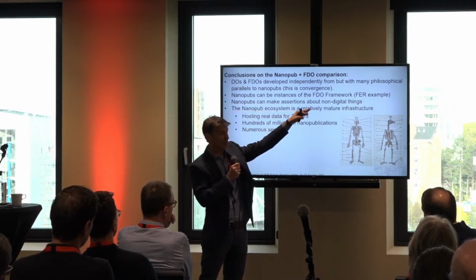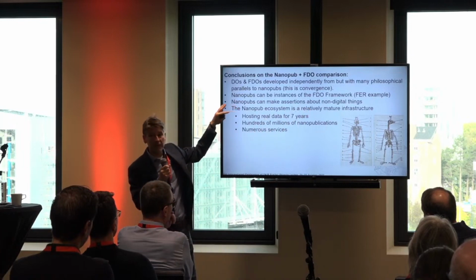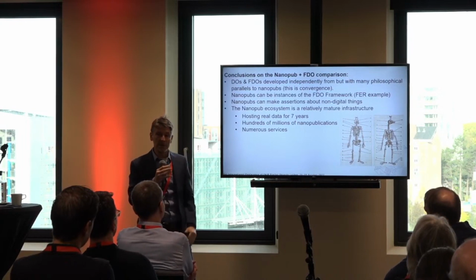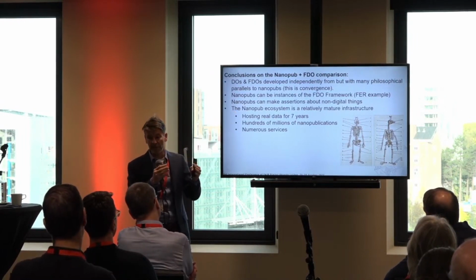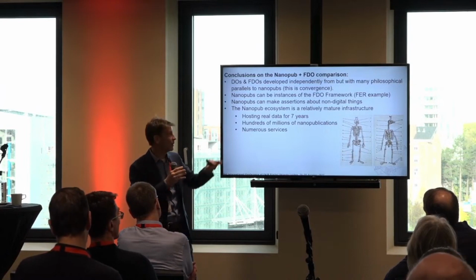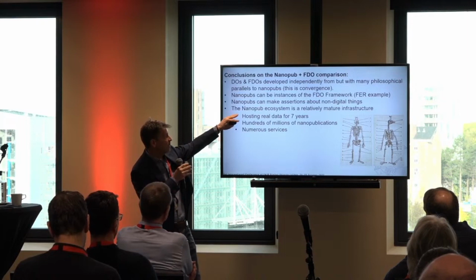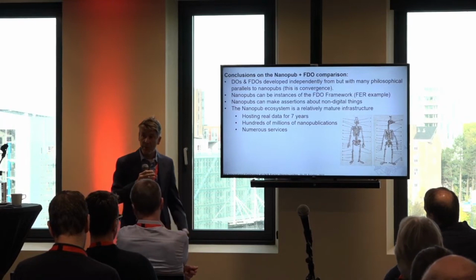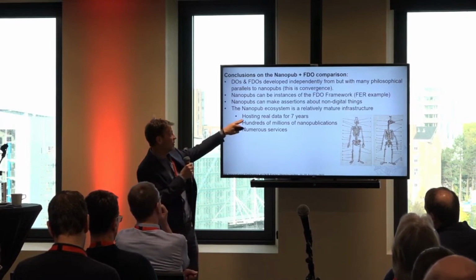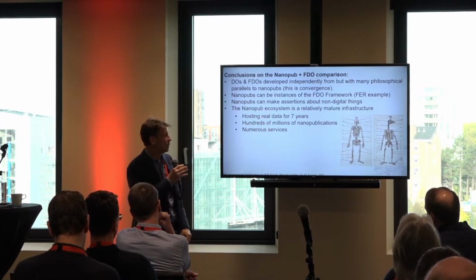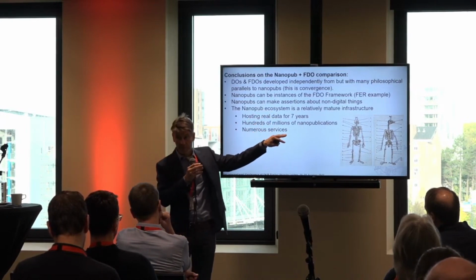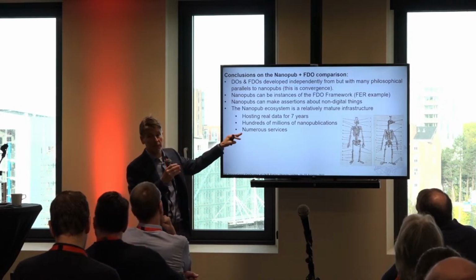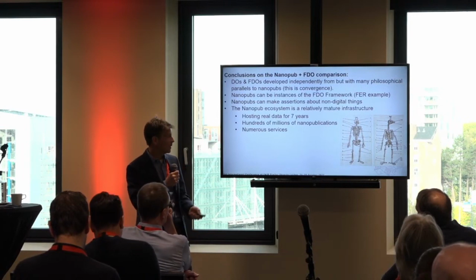Nanopublications can make assertions also about non-digital things. I put this in because it's something that we like to do with Nanopublications a lot, but that was a comment that came up yesterday when we were talking about FDOs. Are we really referring only to digital objects? The Nanopublication ecosystem is, I think, like maybe other emerging systems now, relatively mature. There's been hosting real data now for the better part of a decade. There's hundreds of millions of nanopublications out there from all kinds of different disciplines, and there's a lot of services and a growing number of services to service them.